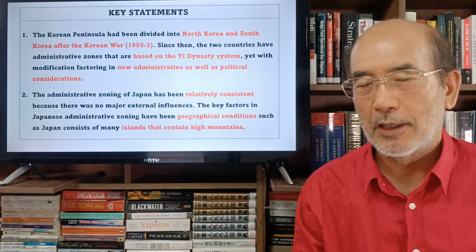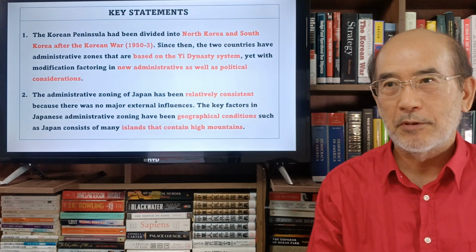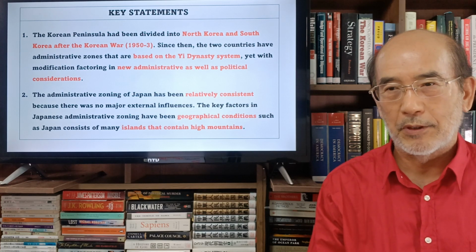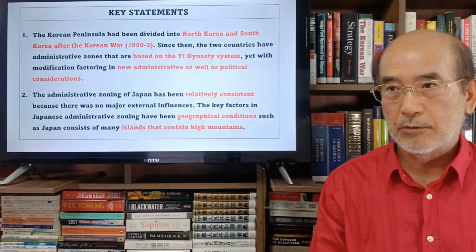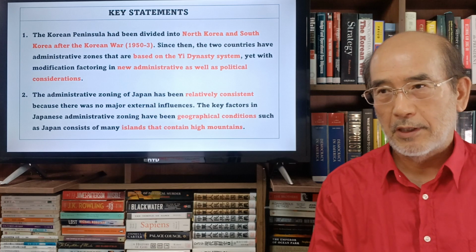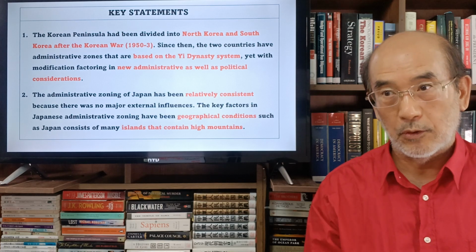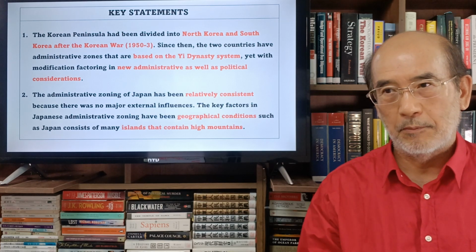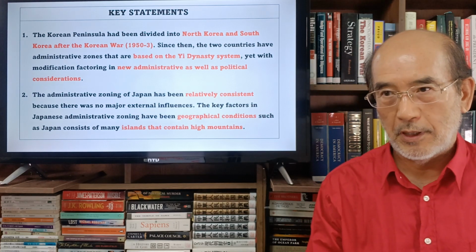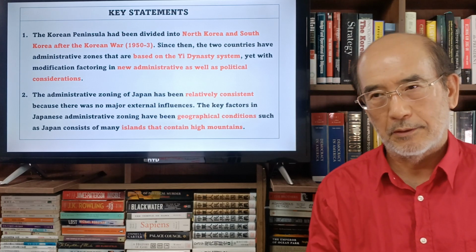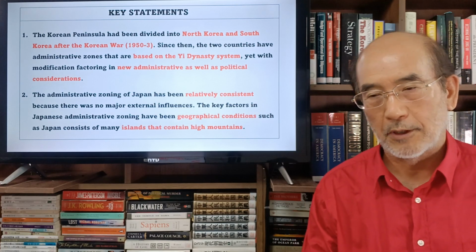Okay. Well, let me summarize today's talk in two sentences. One is that the Korean Peninsula was divided into North Korea and South Korea after the Korean War from 1950 to 1953. Since then, the two countries, North and South, a very sad story, have administrative zones that are based on the Joseon dynasty system, 8-do, right? Each do became North and South, yet with modification, factoring in new administrative as well as political considerations. So a new government, new regime, makes new cities and attaches new names, etc.